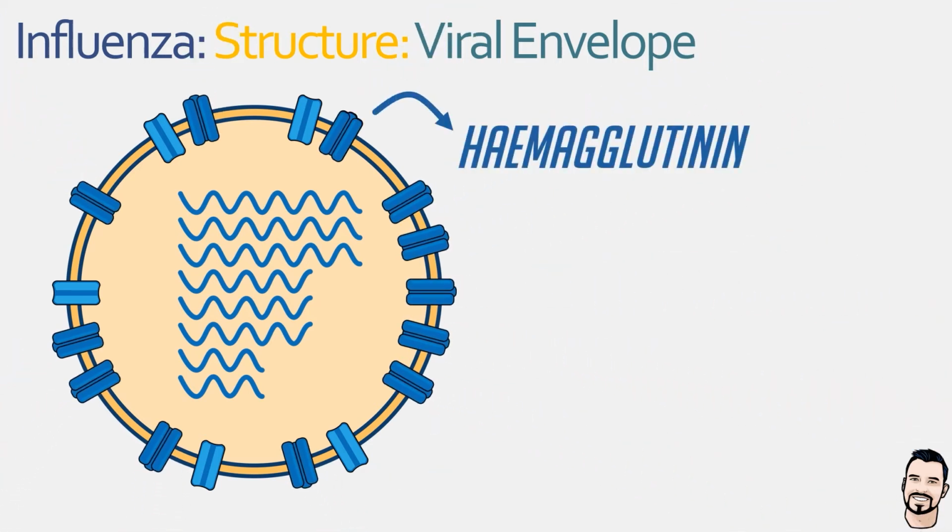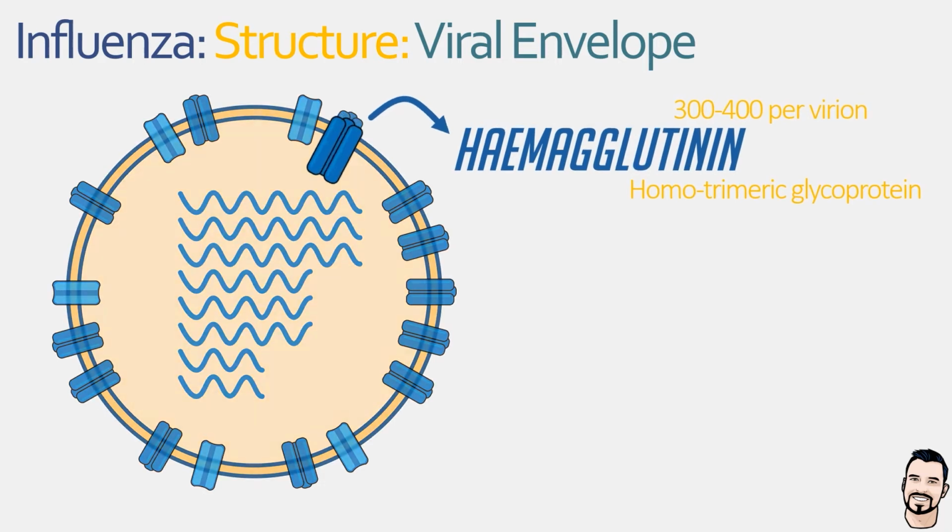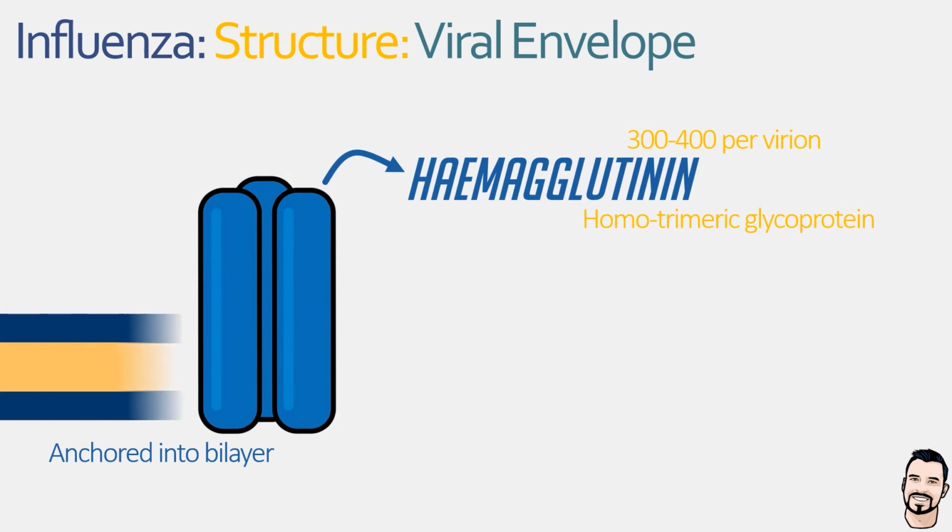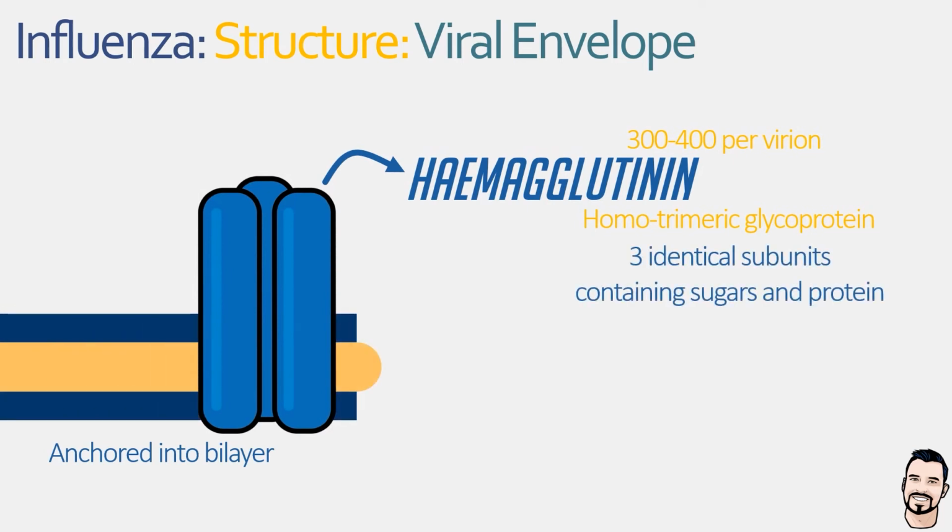Now, hemagglutinin, or HA, or simply H protein, is one of 2 key proteins located on the surface of the influenza virion. And there are approximately 300 to 400 of these hemagglutinin proteins per virion, and they are what we call a homotrimeric glycoprotein, which, if we break it down, means each hemagglutinin is composed of 3 identical monomer subunits.